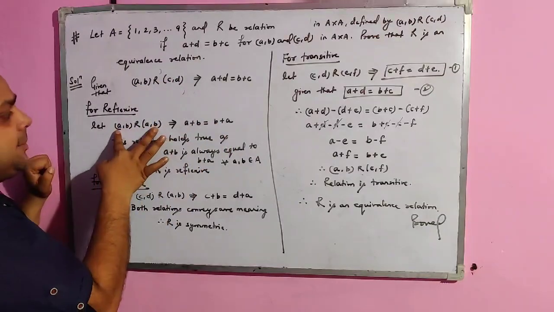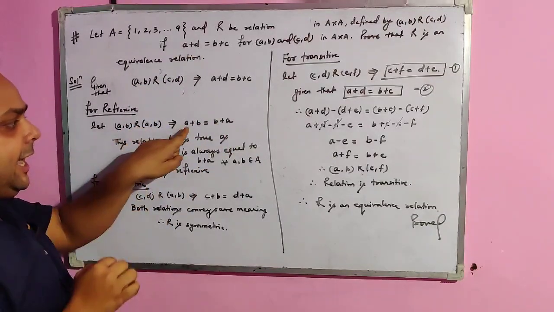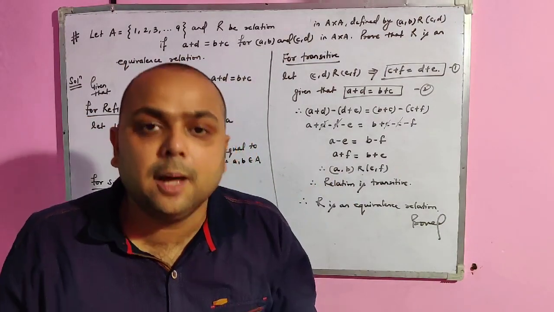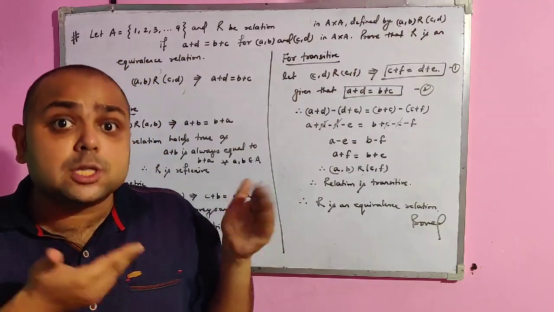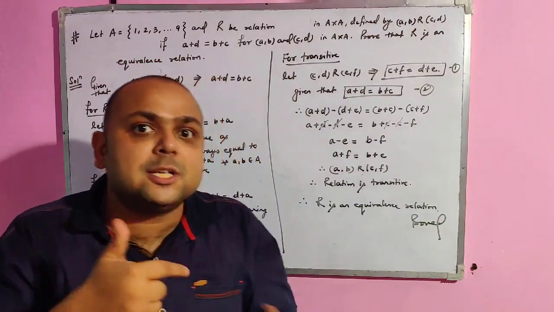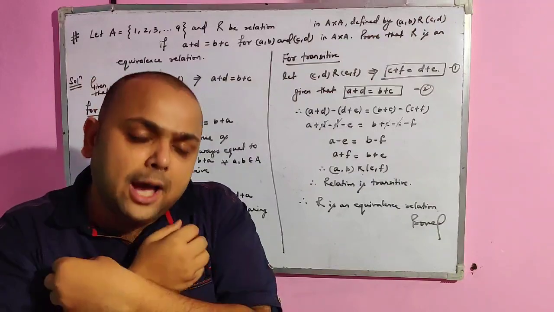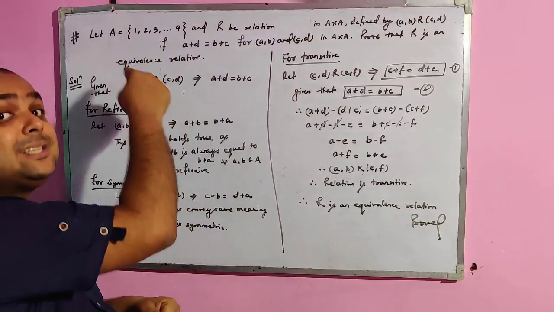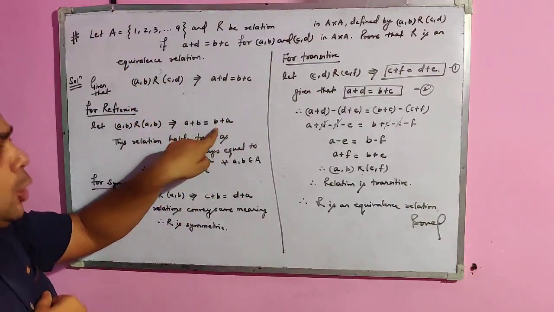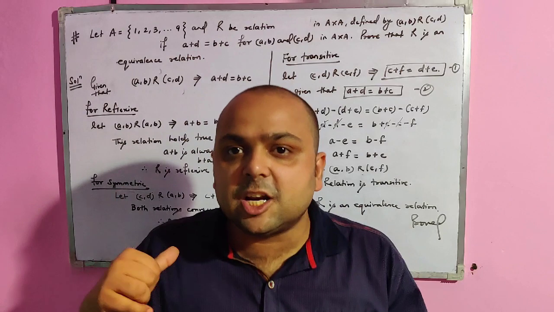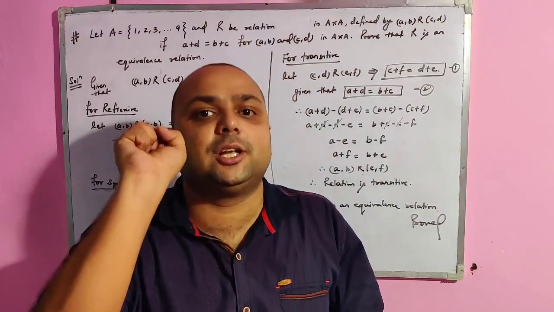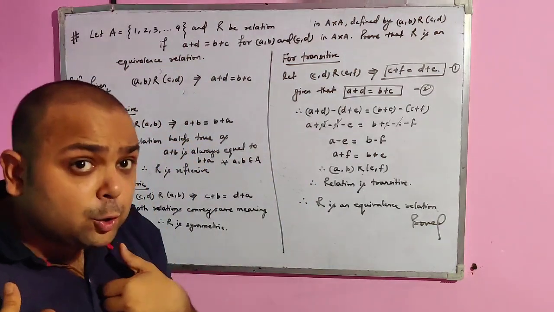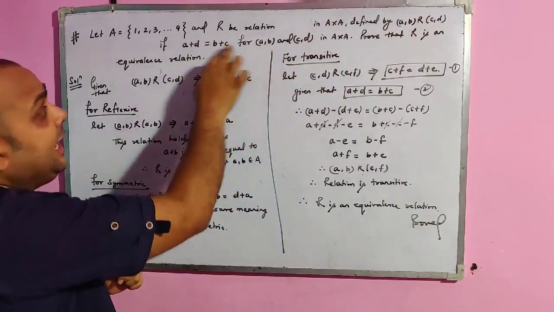The first and the last terms, A and B, and A. A plus B equals B plus A, which is obviously correct because this property shows the commutative property. A plus B equal to B plus A is true for all the numbers related to this set. So A plus B equal to B plus A shows that this relation is reflexive in nature.